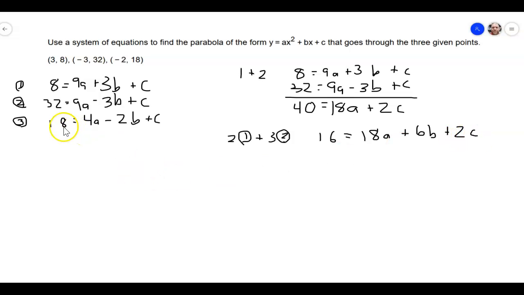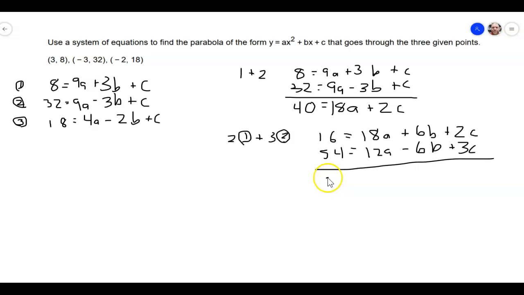And then the last one, I'm going to multiply this one by 3. So 3 times 18 is 54. So that's going to be 54 is equal to 12a minus 6b plus 3c. Add those together. That's going to be 70 is equal to 30a plus 5c.